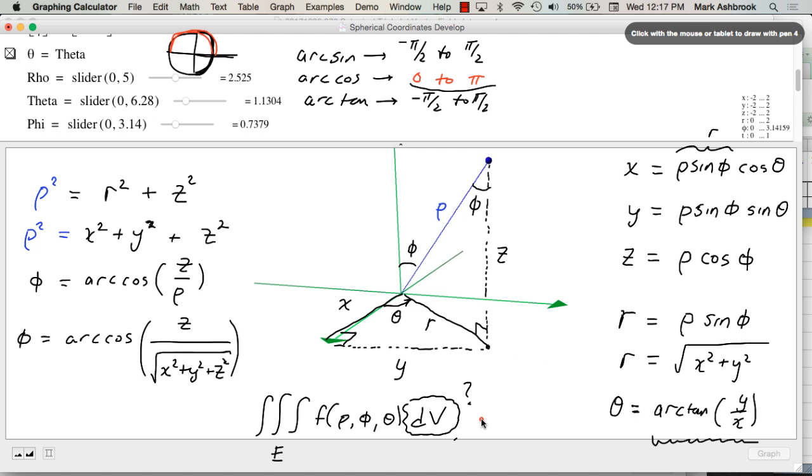So what is dV? It's a little element of volume based on a small change in rho, a small change in theta, a small change in phi. Okay, so can we draw that? Let me try to draw that here. So this side of it would be the change in what? That's the change in phi, that dimension there.